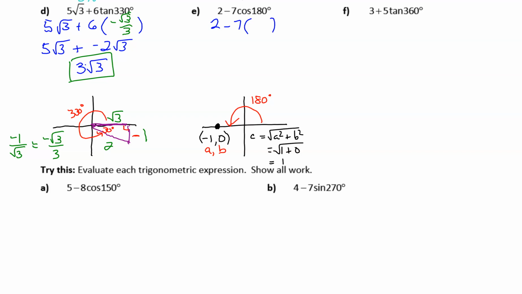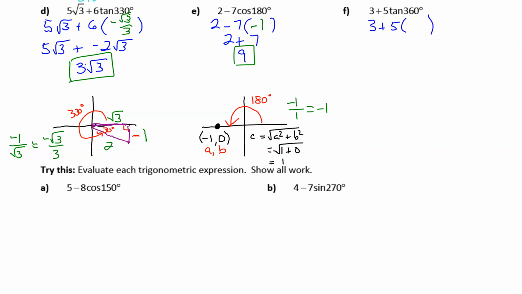So when we're finding the cosine, we need to find the adjacent over the hypotenuse, which is -1/1, or just -1. Replacing cosine of 180 with -1, we now need to just do the arithmetic, multiplying first, and then adding.